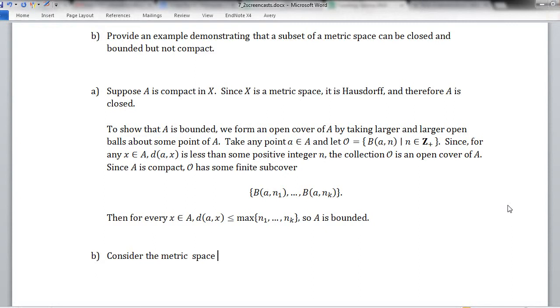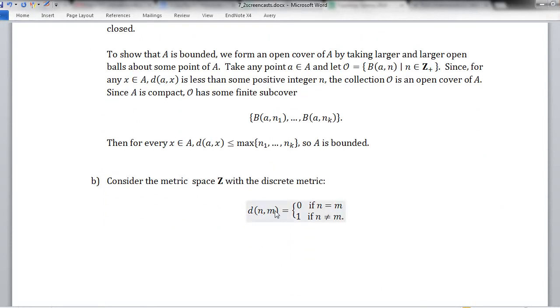Really, I could take any infinite set here. I'll do the integers for simplicity. Okay, with the discrete metric, which remember is like this, right? The distance between any two integers is going to be 0 if they're the same and 1 if they're different. Okay. And this space is certainly closed in itself, like any space is, right? And certainly bounded, right? The largest possible distance between any 2 points is 1.